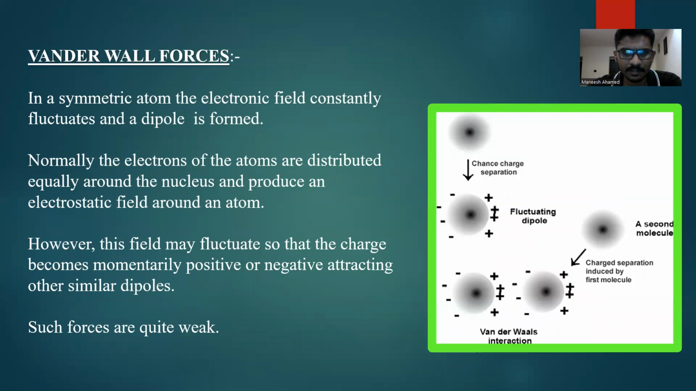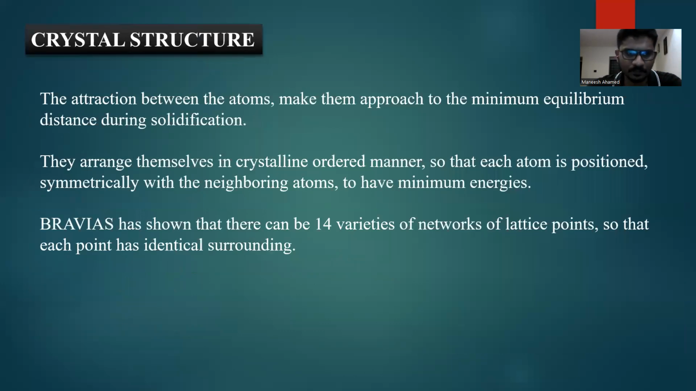And there is another secondary force, the intermolecular forces, which are known as van der Waals forces. In an asymmetric atom, the electronic field constantly fluctuates and a dipole is formed. Normally, the electrons of the atoms are distributed equally around the nucleus and produce an electrostatic field around an atom. However, this field may fluctuate so that a charge becomes momentarily positive or negative, attracting other similar dipoles. Such forces are quite weak.